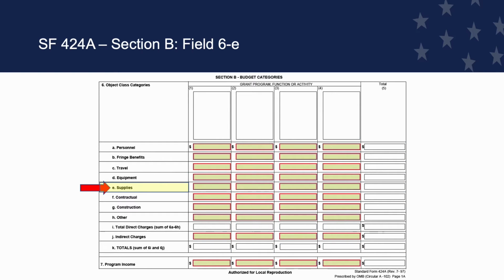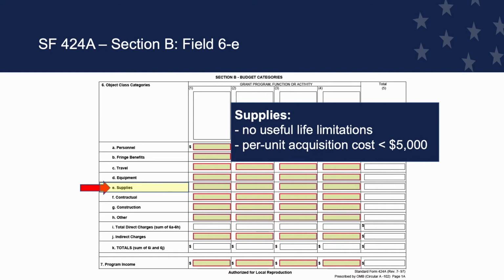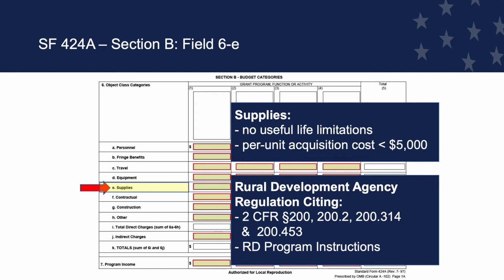Field 6-E. This is where you enter funds required for supplies from the selected program. This is an optional field. Supplies is defined as all tangible personal property other than those described in the definition of equipment in this section. There are not useful life requirements on supplies. A computing device is a supply if the acquisition cost is less than $5,000. Please consult funding agency regulations and the notice of funding opportunity for more information on allowable compensation for equipment.